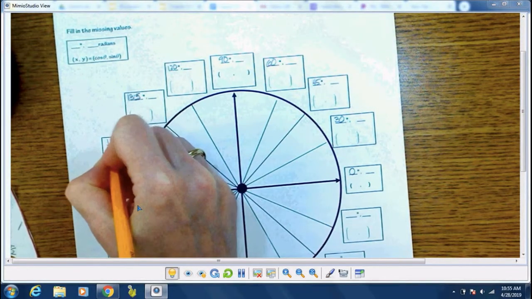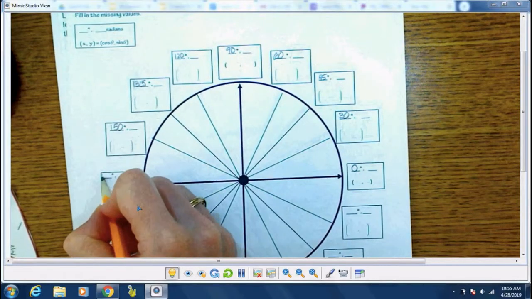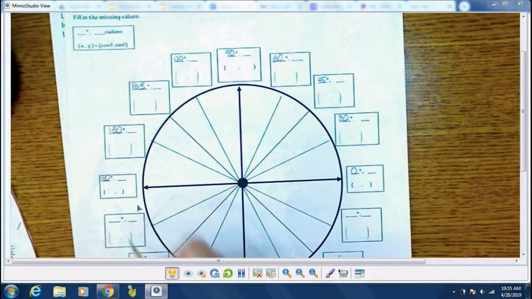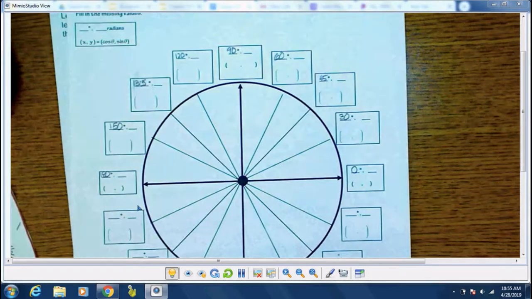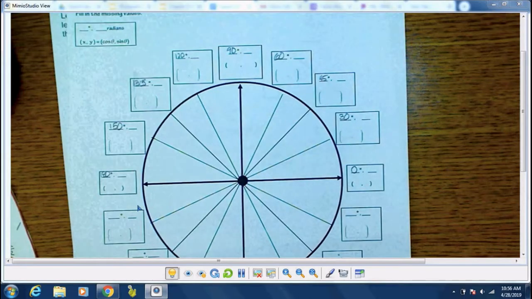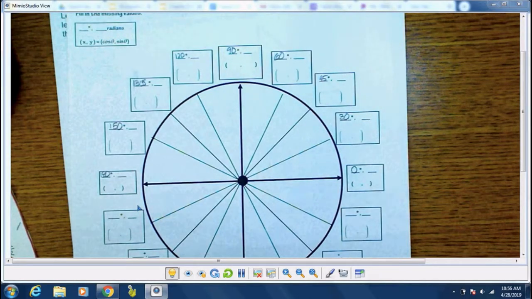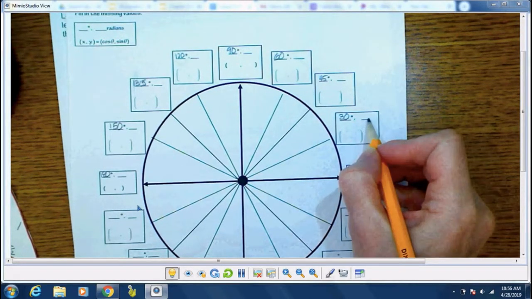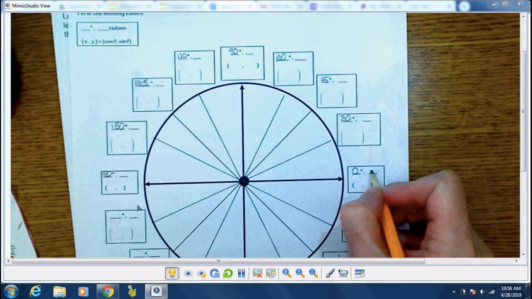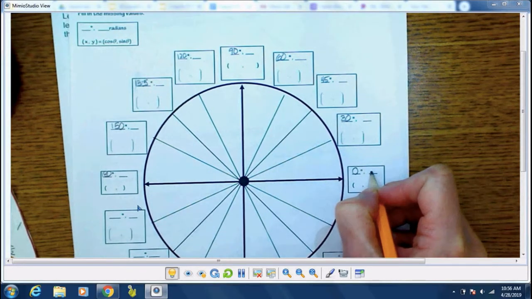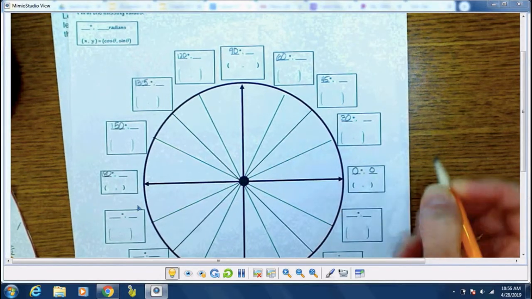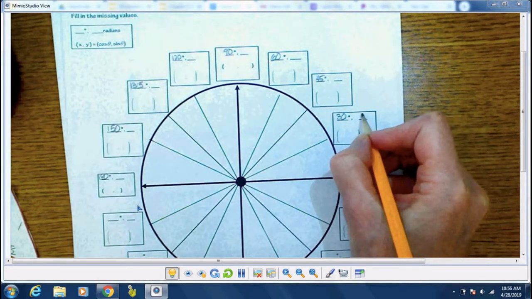I had to go back and refill in my degrees. So we backed up a little. Okay, and then you're going to go all the way around the circle. So remember, what we're trying to figure out here is the x and y distance for each of these particular things. So first I filled in my degrees, and now I'm going to fill in my radians, which is a measure of rotation. So that's 0 radians.